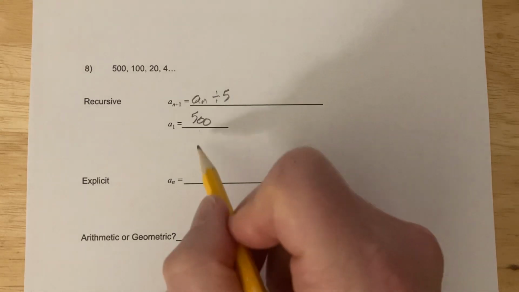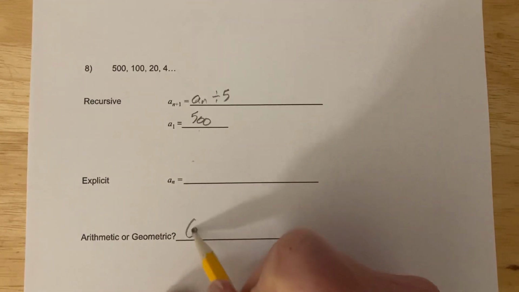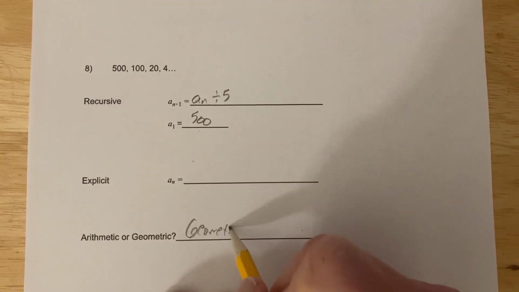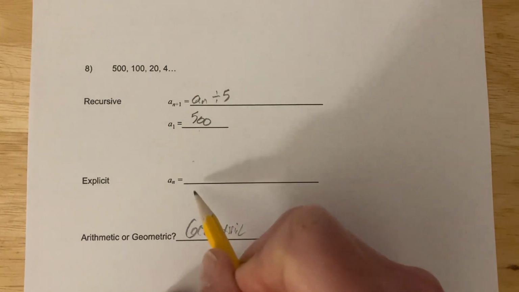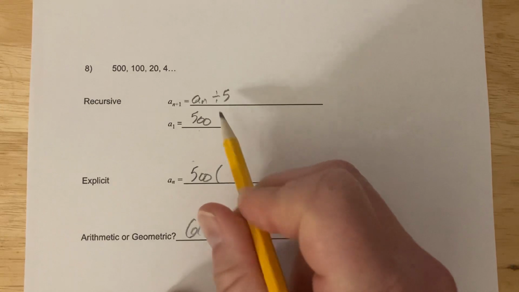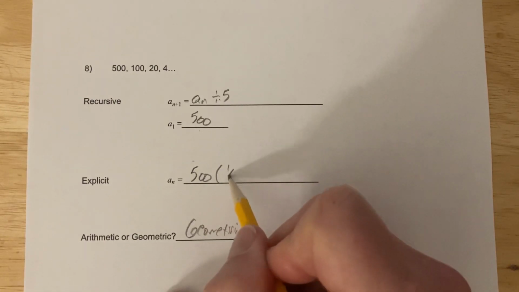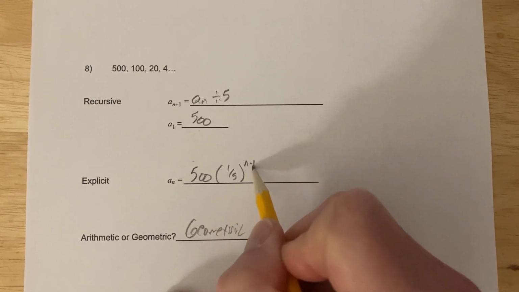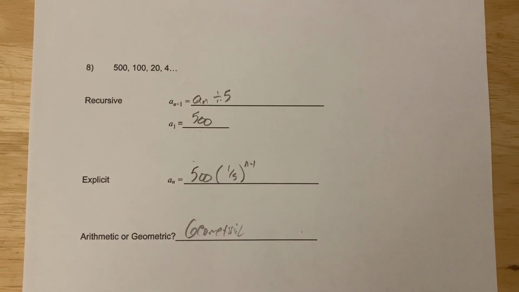Okay. So this is geometric. We divided to get from term to term. So I put the first term down times, since I divided by 5, I'm going to write that as 1/5 to the n minus 1. All right. And then that's our answers.